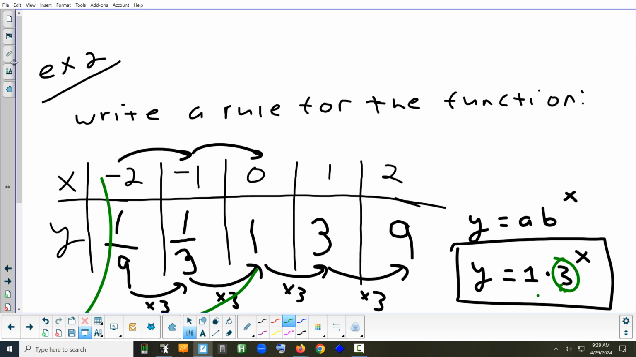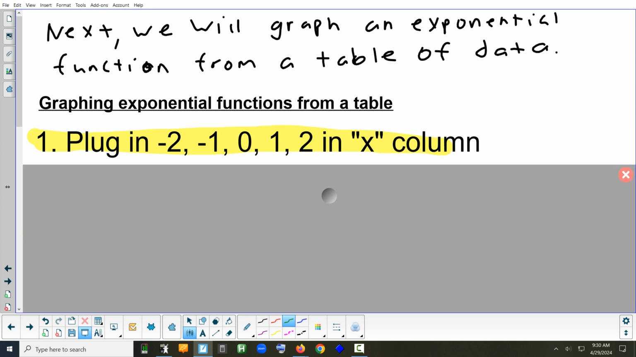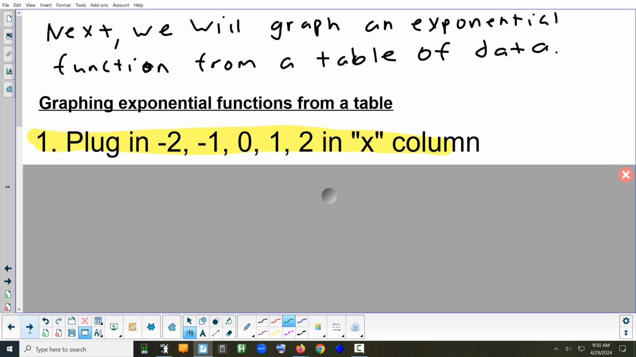All right, so that's the first thing. Next, we're going to graph an exponential function using a table. So what you're going to have to do now is make this table yourself. I'm not going to give you all the numbers. I'll give you a suggestion of what I would plug in. You're going to plug in -2, -1, 0, 1, and 2. You're going to plug in all those numbers yourself.